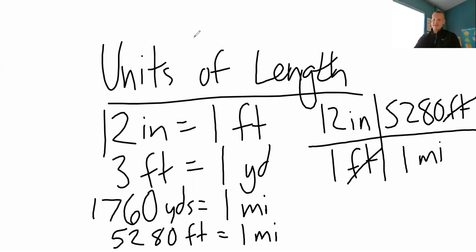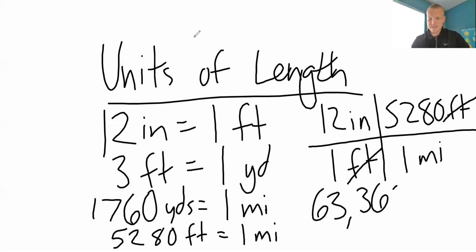Can I tell you the answer? Go for it. 64,300 inches. What? 63,360 inches in 1 mile. So that's what this is saying. So for every 63,360 inches you're going to have, that's going to equal 1 mile. So that's a lot of inches.